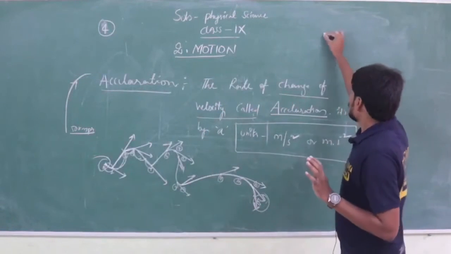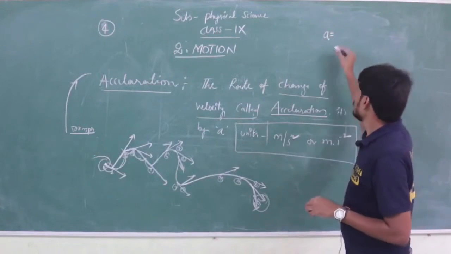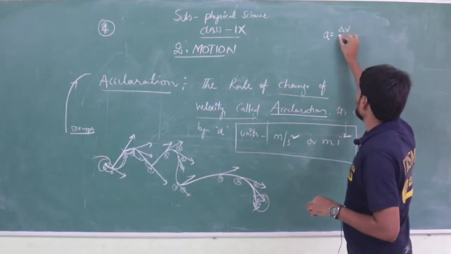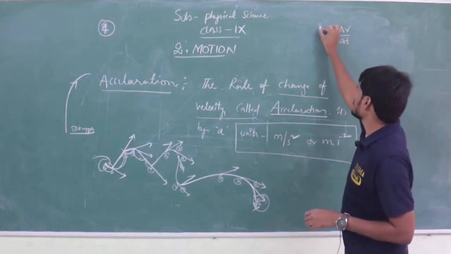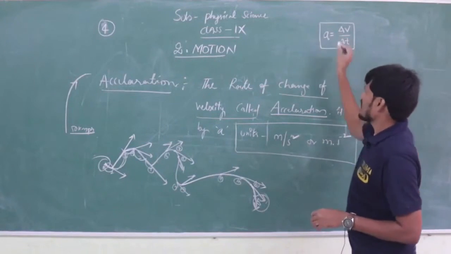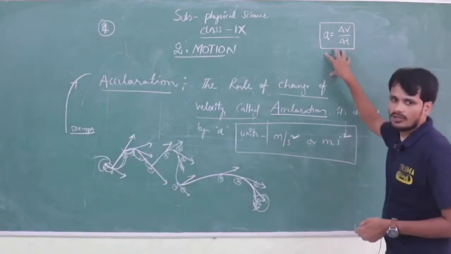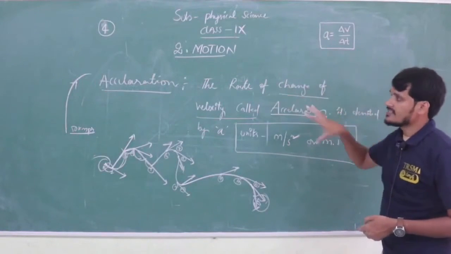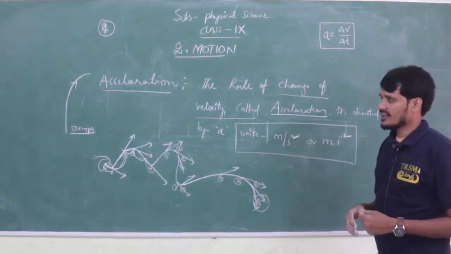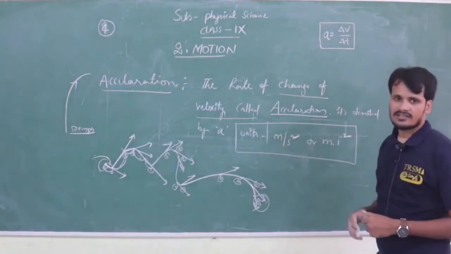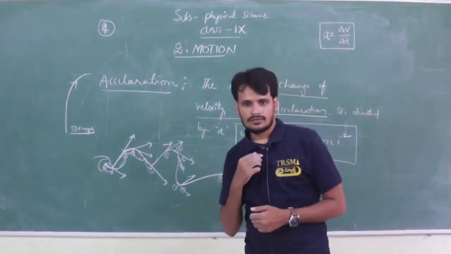So acceleration is denoted by a, equals the rate of change of velocity, del v by del t, change of velocity by time taken. That is acceleration. In the next class, let's see what the formula for acceleration is and what deacceleration is, how we can define deacceleration, and what the units and formula for deacceleration are. Let's continue in the next class. Okay, thank you.